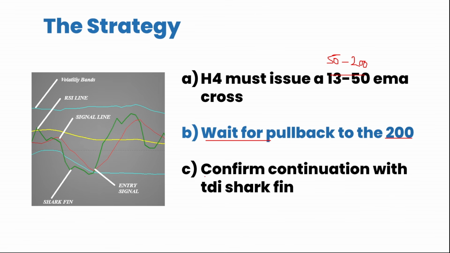The next step is to confirm continuation with a TDI shark fin. So when the 50 and the 200 cross each other, the market will pull back to the 200 EMA, which in this illustration is the 200 EMA. And at that particular 200 EMA, we want to see a shark fin coinciding with that point.